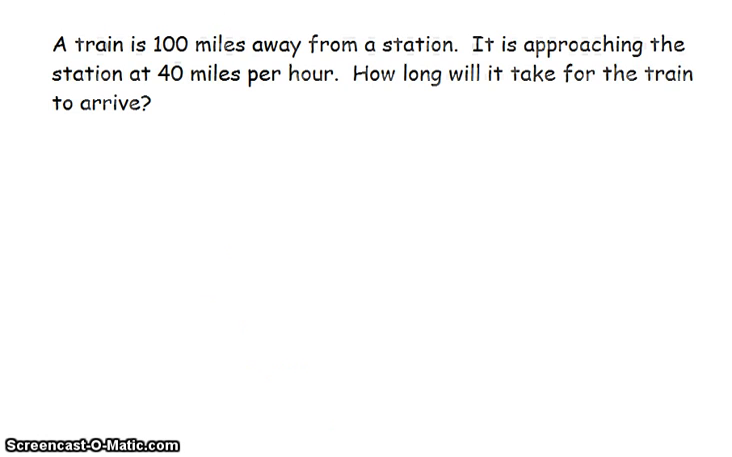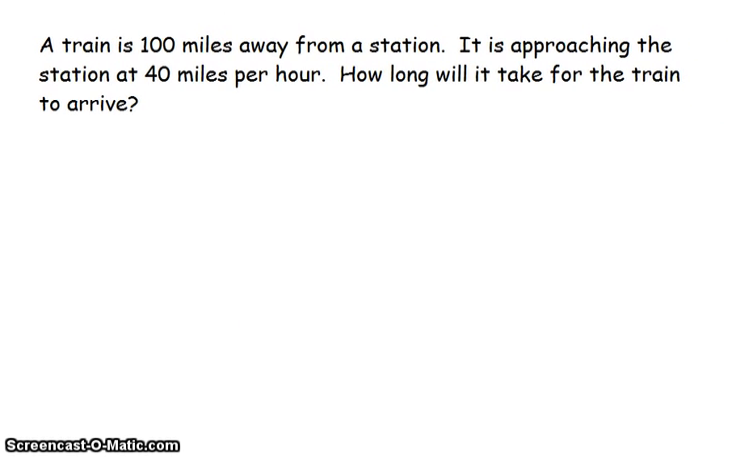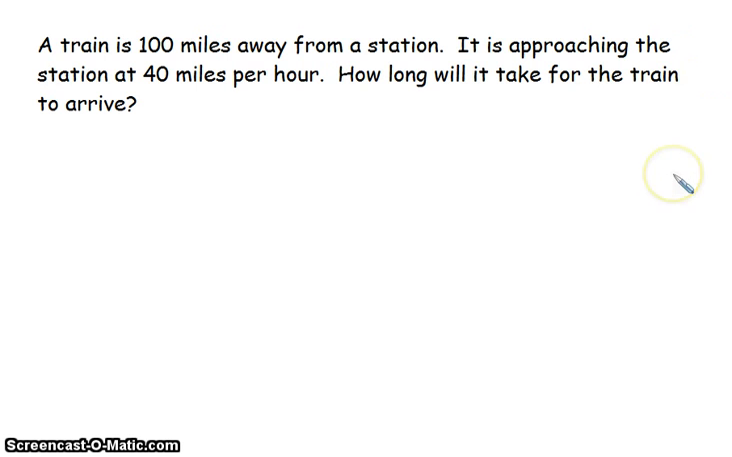Alright, so let's move on to word problems. Here is a word problem. And in this word problem, we just need to be able to identify the unknown, what it is that we're actually looking for, and what operations we are using within our equation in order to write an equation from this word problem. So we have a train traveling, it's 100 miles away from a station. It's approaching the station at 40 miles per hour. We want to know how long will it take for the train to arrive.